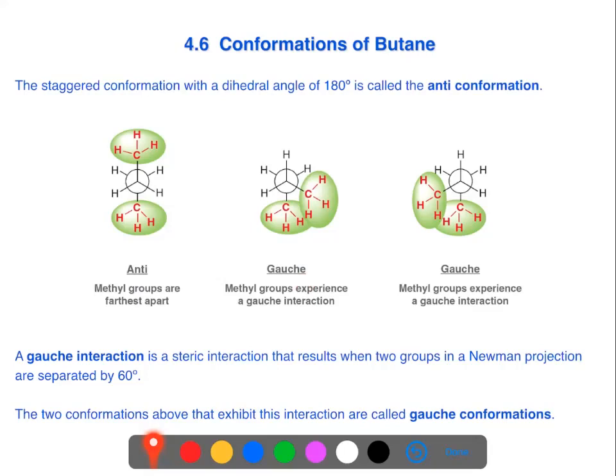So we refer to this conformation as the gauche. So the gauche interaction is a steric interaction that results when the two groups in a Newman projection are separated by 60 degrees. So the dihedral angle is 60 degrees for those two carbon-carbon bonds. And so we refer to this as gauche, and this is anti. And you can see that there will be multiple gauche possibilities in the conformation, and they experience the same type of steric interaction, and so their energies will be equivalent.